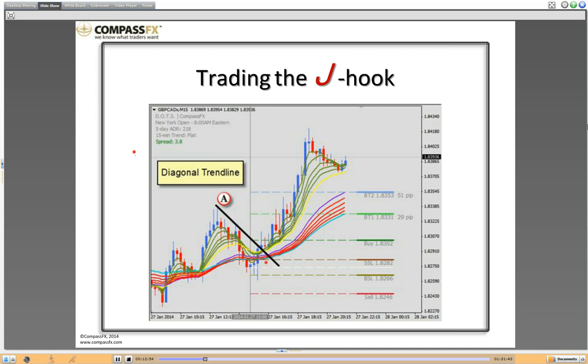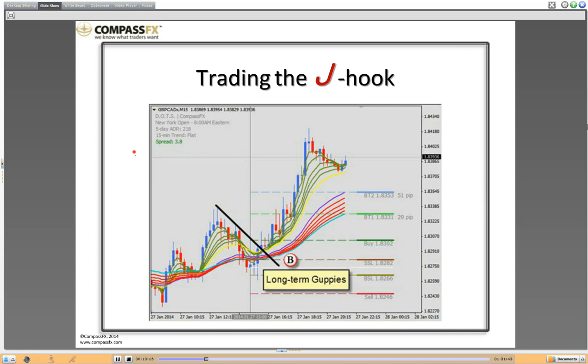And you can see here, boy, J-hook. You see how the long-term guppies, look at here. When a pair starts moving, we talked about this, the 15 likes to hold. Oftentimes they'll come down in here to the 35 or 50. And again, we're just trading away from the open, preferably in the direction of the long-term guppies.